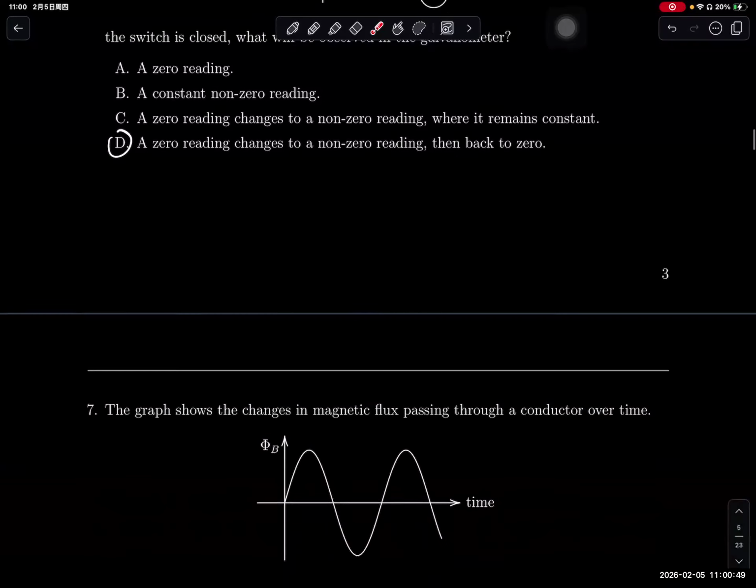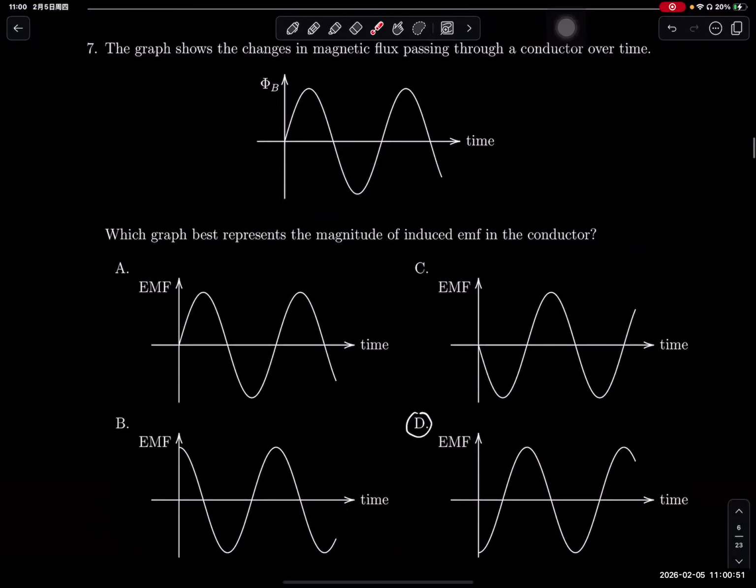Okay. Question 7, you're given a plot for a graph for magnetic flux over time. You're asked to select the graph for EMF over time. So it's quite trivial. If you consider Faraday's law, the EMF is basically the gradient of magnetic flux differentiated with respect to time. Okay, so just the gradient function and then with a negative sign in front.